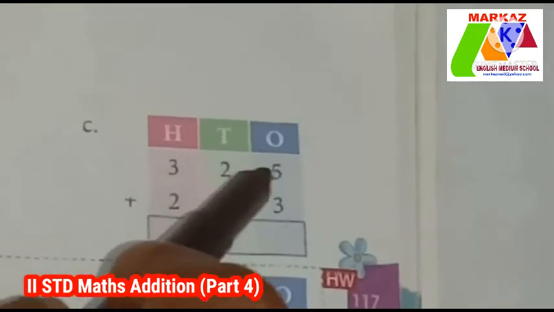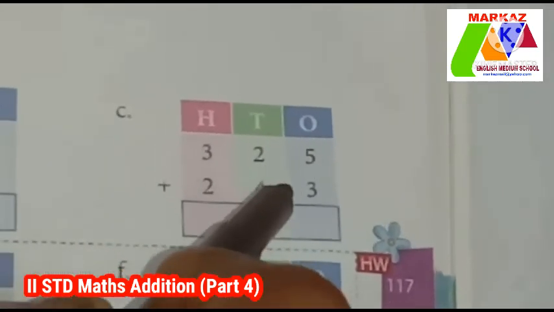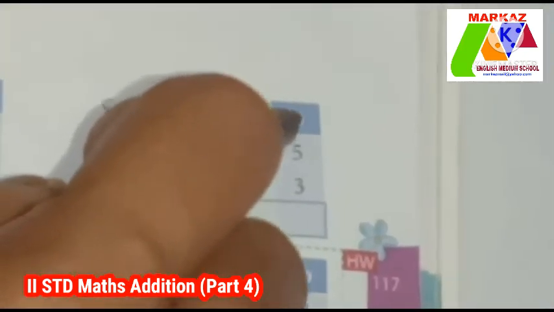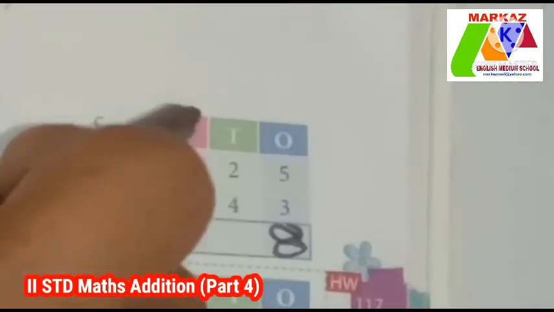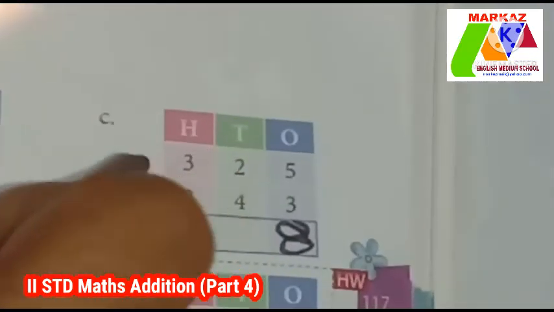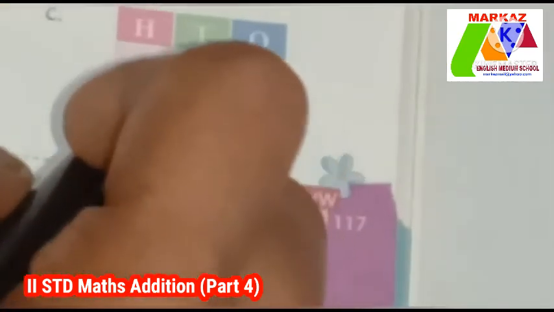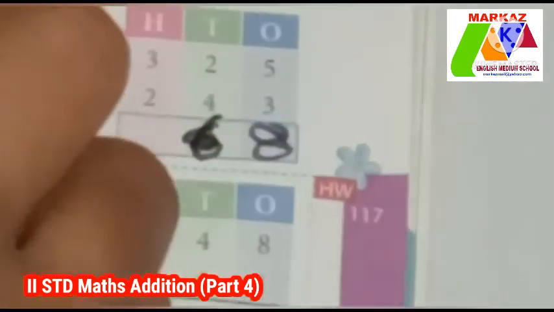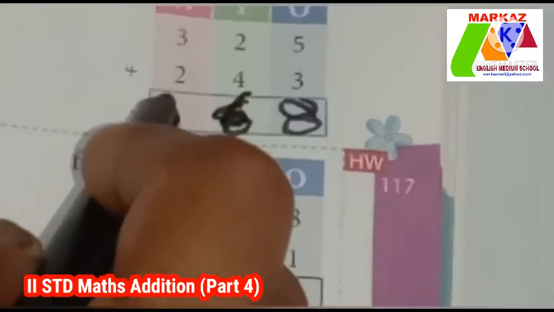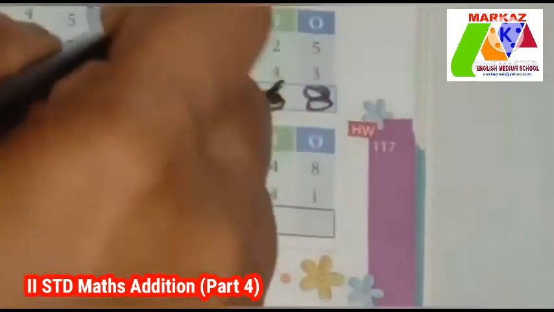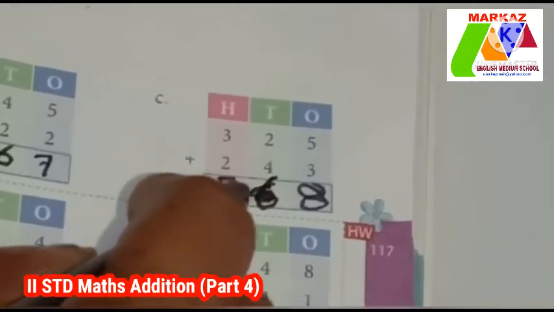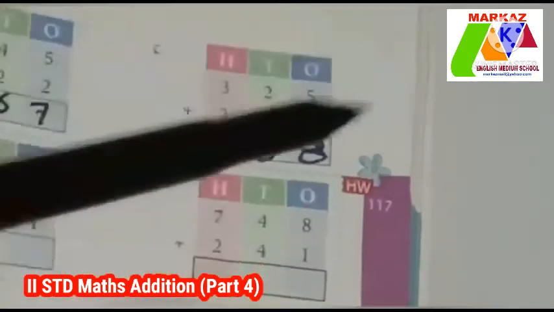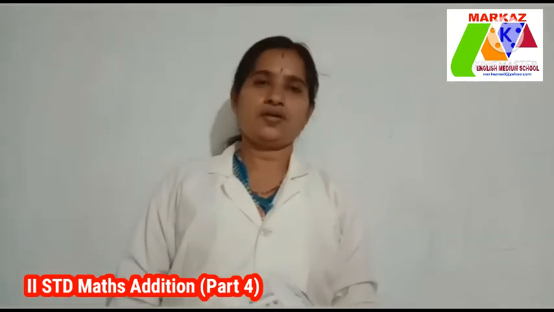Next, 325 plus 243. First add ones column. 5 plus 3, 8. Then add the tens column. 2 plus 4, 6. Next, 3 plus 2, 5. Thus, 325 plus 243 is equal to 568. Now you have some homeworks.